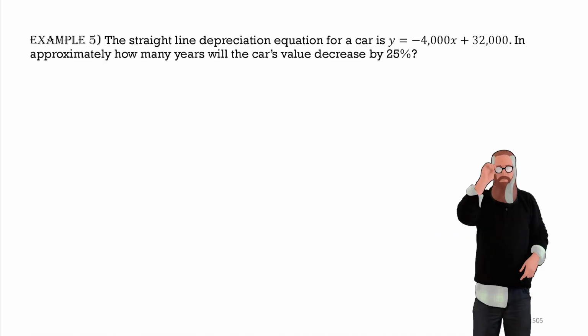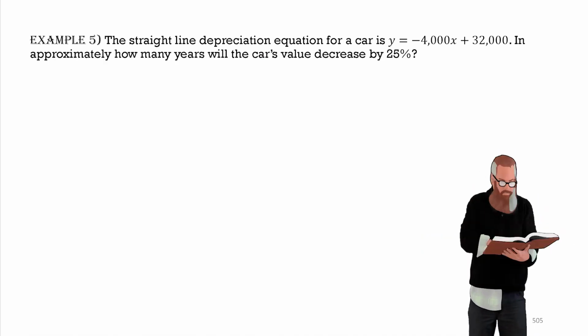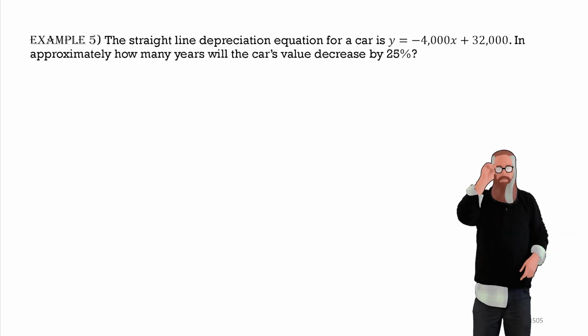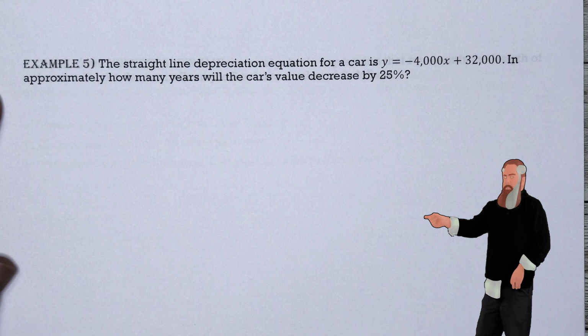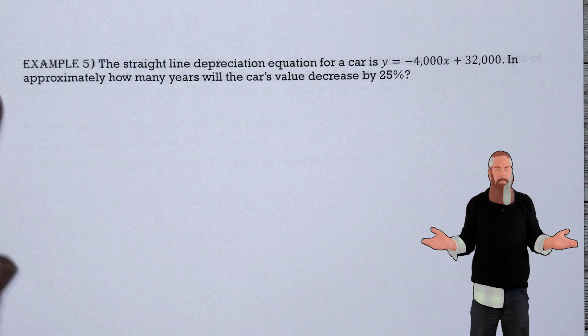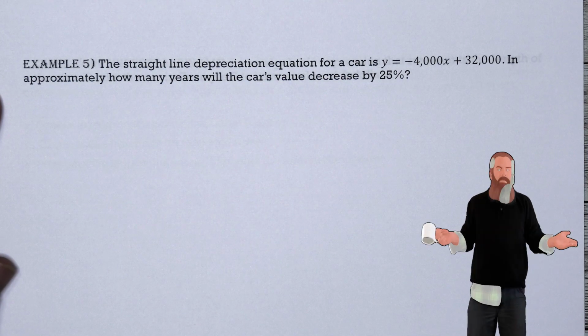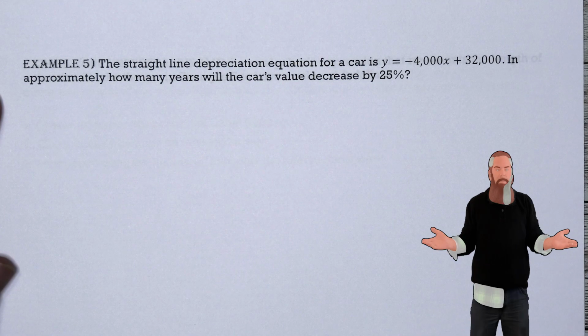18,495. A straight line depreciation equation for a car is Y is equal to negative 4,000X plus 32,000. In approximately how many years will the car's value reach 25%? The original value of the car is the y-intercept of 32,000. You must determine the actual value of the car after it dropped 25%.